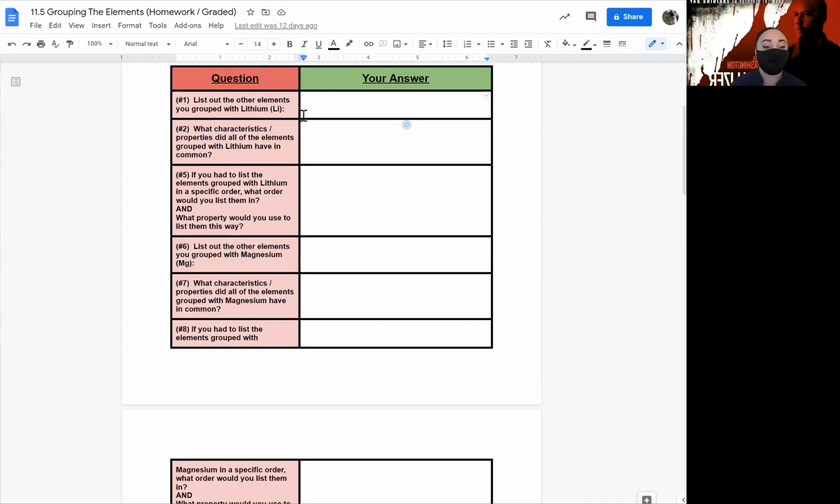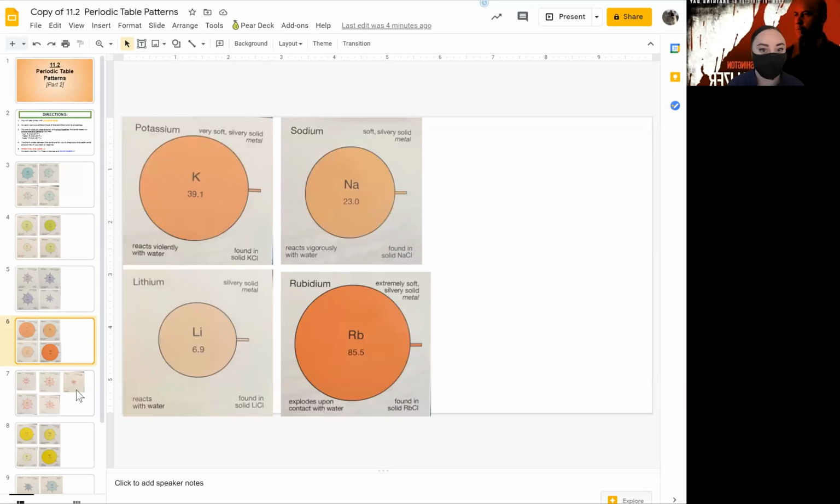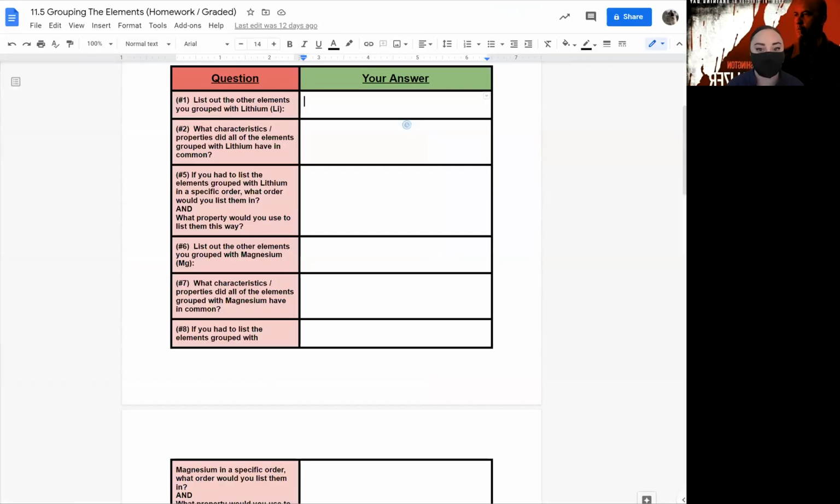Okay, so you are going to be asked those questions for each group that we sorted. So for this group here, I'm going to ask you about one of these elements, and you're going to tell me what properties they all have in common, what other elements are sorted with them, and if you had to kind of sequence these elements, how would you sequence them, and what property or characteristic on the card would you use to sequence them? You're going to do it for each group here based off the element that I am asking you in the questions here.